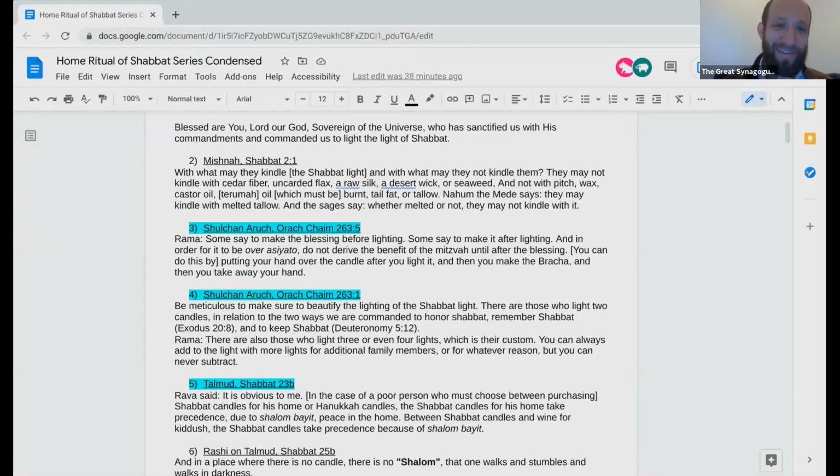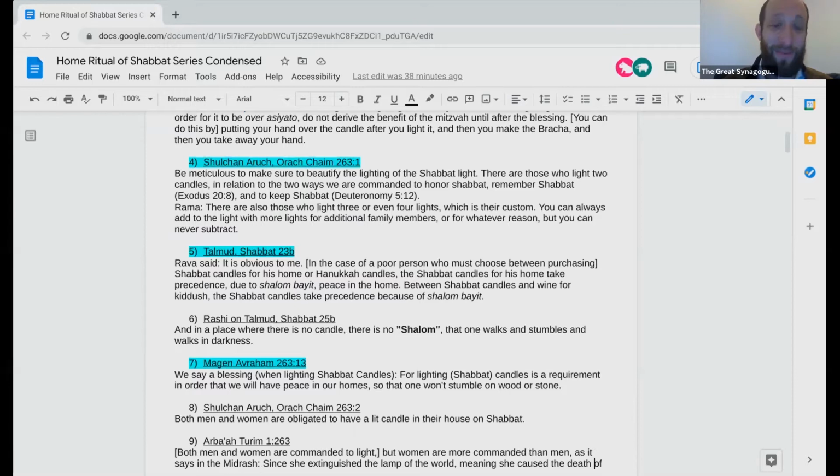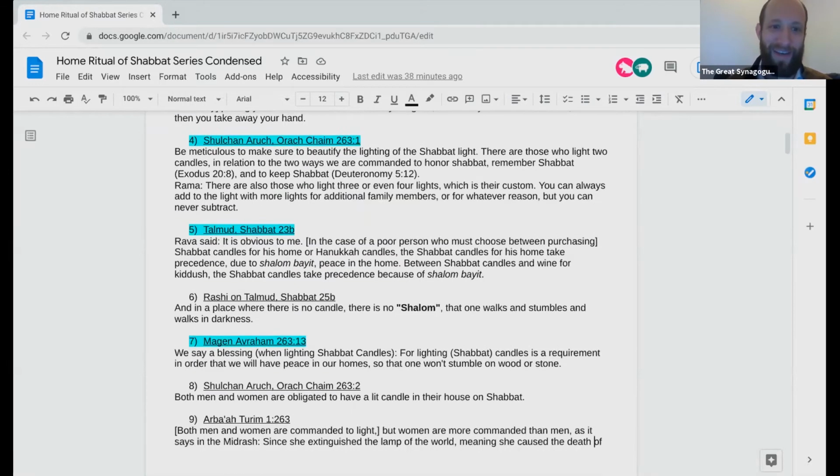Okay, Rava said, this is the next source from the Talmud now, so we're going a little backwards in the historical timeline in our sources. Rava said, it is obvious to me, in the case of a poor person who must choose between purchasing Shabbat candles for his home or Hanukkah candles, Shabbat candles for his home take precedence due to Shalom Bayit, peace in the home. Between Shabbat candles and wine for Kiddush, the Shabbat candles take precedence because of Shalom Bayit.